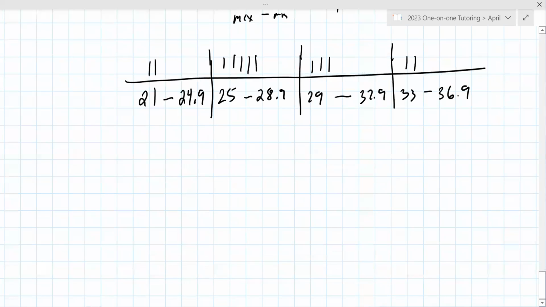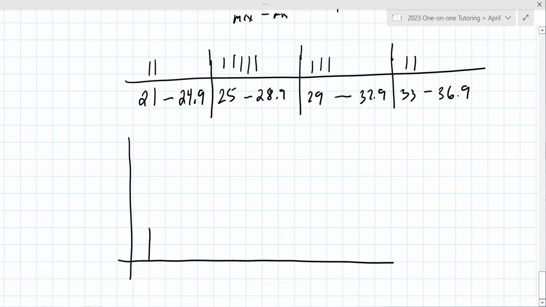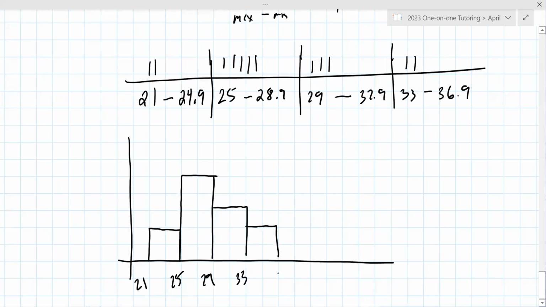All right, now that you've got those, you can make a graph. The first one has a height of 2. The second one has a height of 5. The next one has a height of 3, and the last a height of 2. Then you're supposed to label this 21, 25, 29, 33, 37. Maybe put the counts at the top.